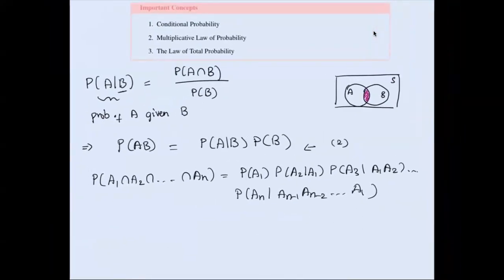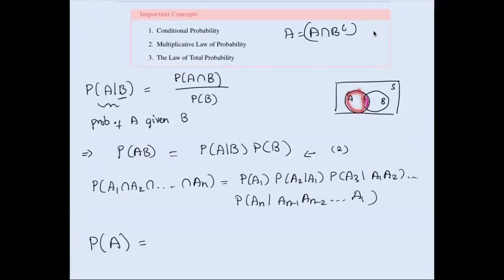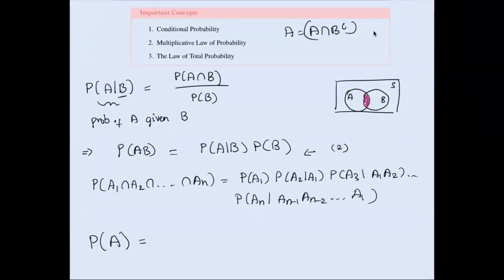Next one I want to talk about is law of total probability. It's really nothing new. For example, if you want to calculate probability of A, then if we think about it, A is equal to two parts. The first part is this area, which means A intersect with B complement. Right? Because this part is where A happened, but B does not happen. And the other part that makes up A is this one, which is A intersect with B.